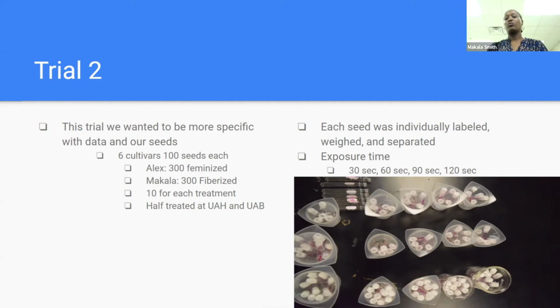Each seed was individually labeled, weighed, and separated. And instead of exposing the seeds for just 60 seconds as we did in trial 1, we exposed them for 30 to 120 seconds to see what would be the optimal time to treat the seeds with low temperature plasma. And as you can see here in this picture, these are seeds individually wrapped and labeled in each of these tubes here.